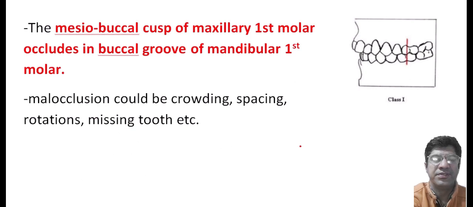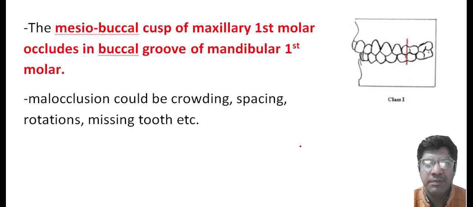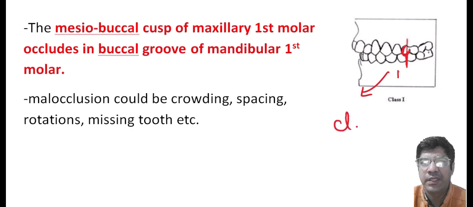Now the first malocclusion is the class 1 malocclusion. Here the mesiobuccal cusp of the maxillary first molar, this cusp is the mesiobuccal cusp, occludes in the buccal groove. So this is the buccal groove. When the mesiobuccal cusp of the maxillary first molar occludes in the buccal groove of the mandibular first molar, it's known as class 1 malocclusion.